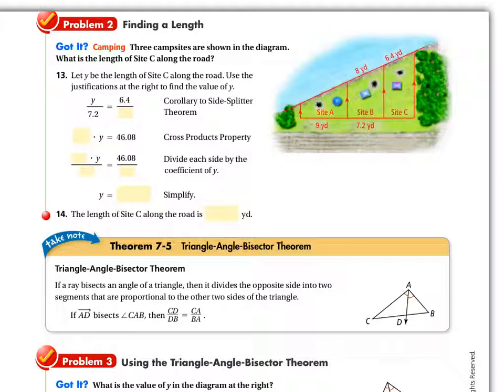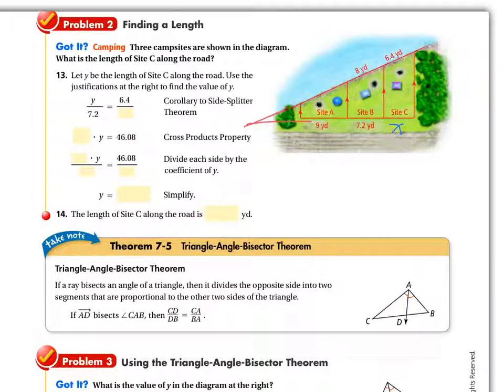So problem 2, finding the length. This time, could I create a triangle here by extending this and extending this side? Could I create a triangle? And so wouldn't these parallel lines here be side splitters to the triangle? And isn't it splitting this side of the triangle and this side in the triangle? And so the question says 3 campsites are shown in the diagram. What is the length of site C along the road? So they want to know, what is this length? So I'm going to let that length be X because it's my unknown.